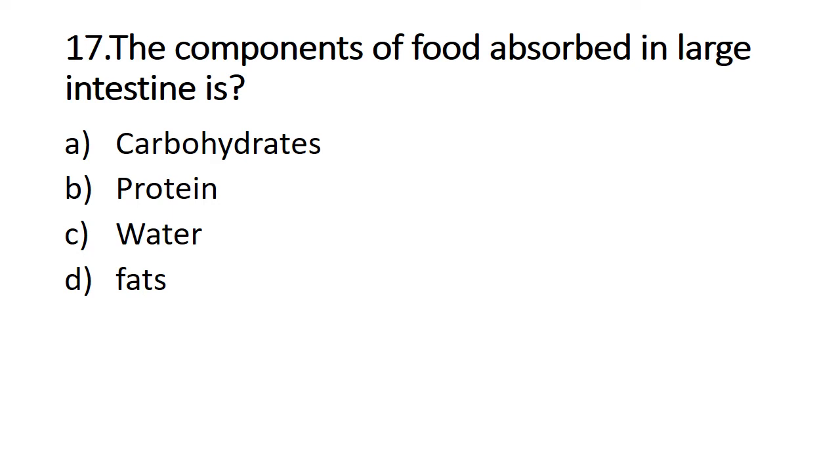The components of food absorbed in large intestine is: A. Carbohydrates, B. Protein, C. Water, or D. Fats. So, the correct answer is option C. Water. Large intestine absorbs water. Let's move on to the 18th question.